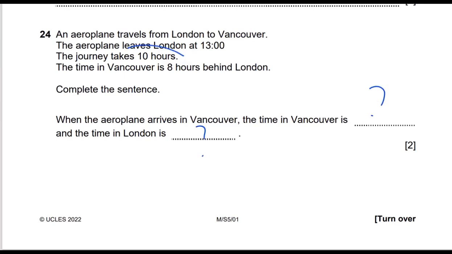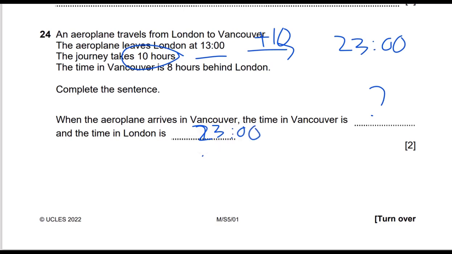So the journey takes 10 hours. It leaves London at 13, so the time in London is 13 plus 10 hours, which is 23:00. That will be the time in London. But Vancouver is 8 hours behind, so we have to minus 8. 23 minus 8 is 15, so it will be 15:00. Right, that will be the answer.